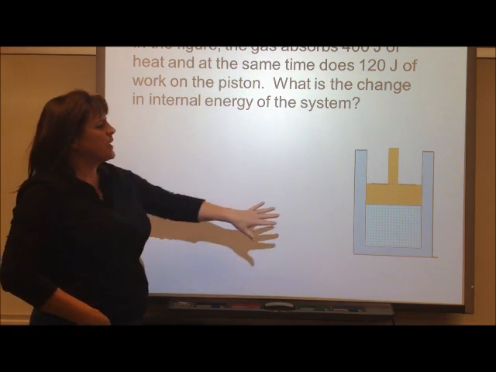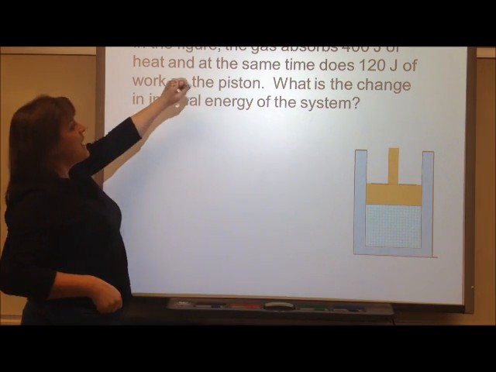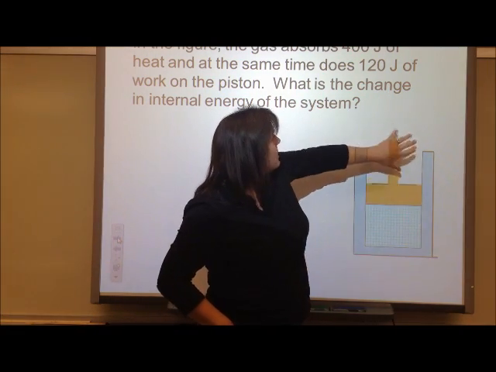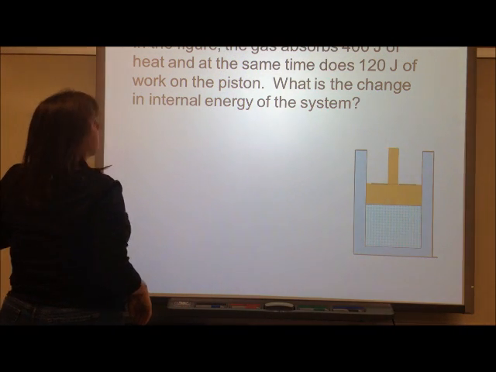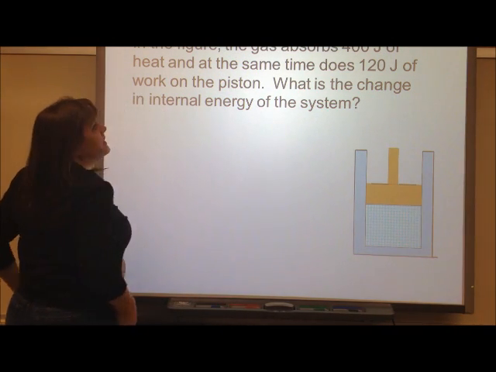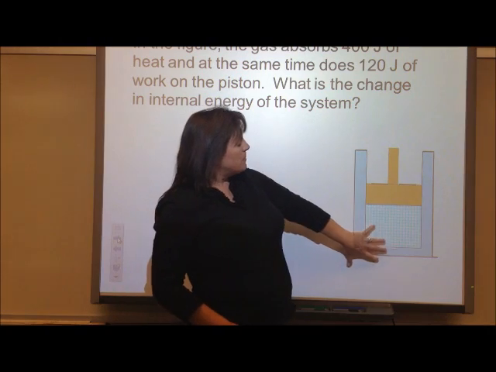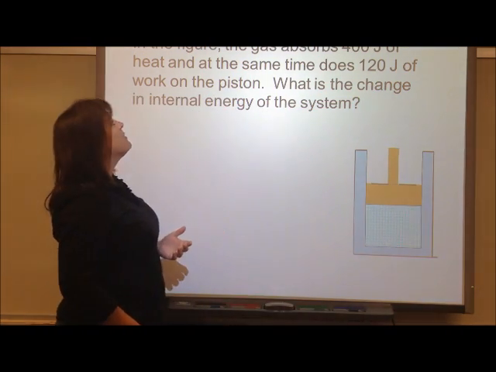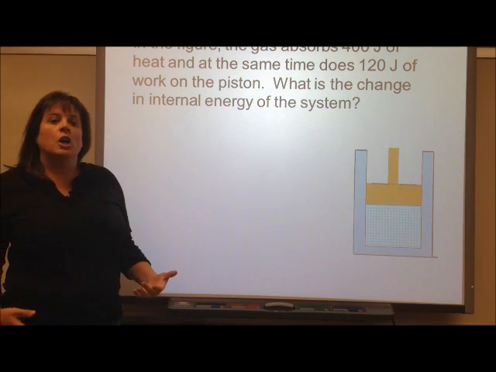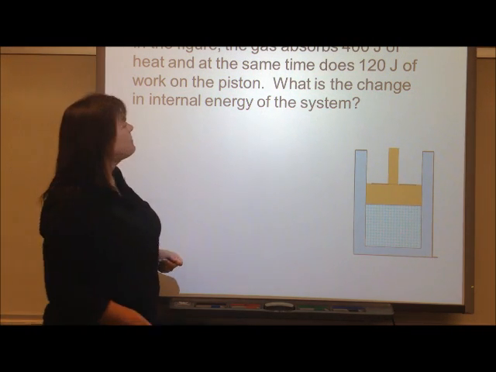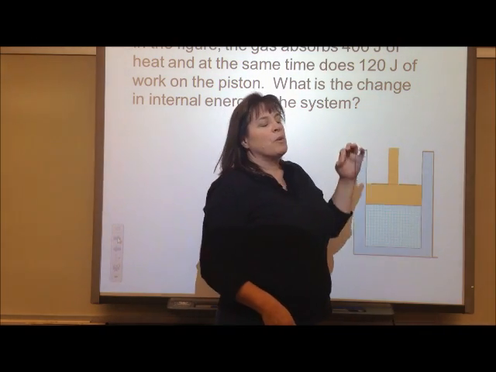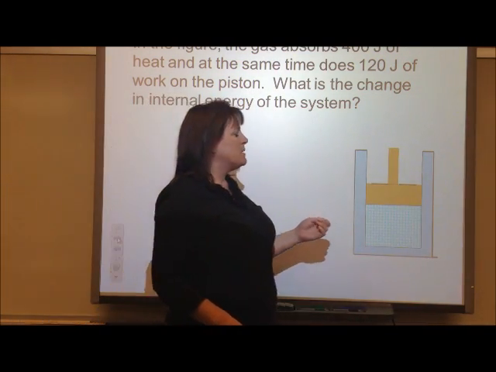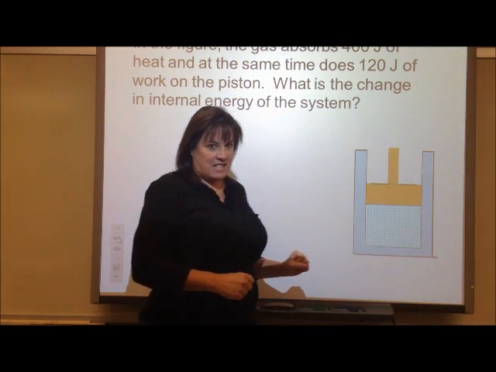All right, we're going to do just a quick calculation here. I have a chamber here containing gas molecules, and I have a movable piston here, and the gas is going to absorb 400 joules of heat. As it absorbs that heat, as heat is transferred into the gas, the gas itself is going to do 120 joules of work on the piston. Now, it's doing work on the piston, which means work is being done by the gas.